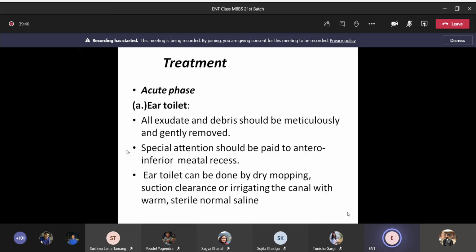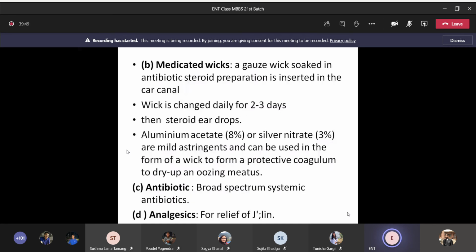Then we put medicated wicks. A gauze wick soaked in an antibiotic steroid preparation is inserted in the ear canal, and the wick is changed daily for 2 to 3 days. Then we give steroid ear drops after removing the wick. Aluminum acetate 8% or silver nitrate 3% are mild astringents and can be used in the form of a wick to form a protective coagulum to dry up an oozing meatus. Broad spectrum systemic antibiotics are given, and analgesics for relief of pain.